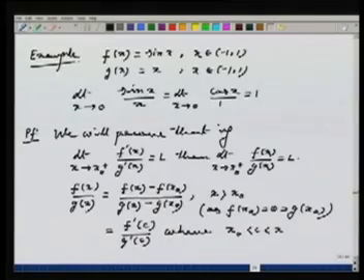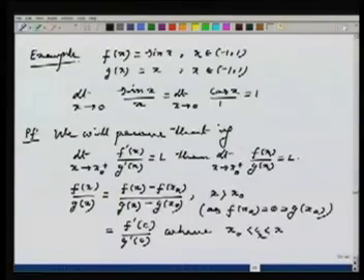Now I want to take the limit as x goes to x naught from the right hand side. Notice that C is sandwiched between x and x naught. I can actually write C suffix x because C depends on x.